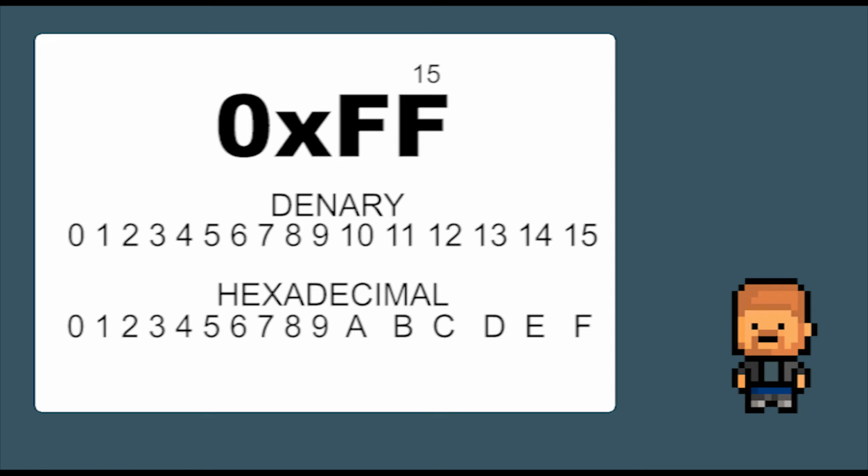An example of hexadecimal would look like this: FF. The first F on the far right is valued at 15. The second F on the left is 15 times 16, which is 240. Add these two together and you get 255.